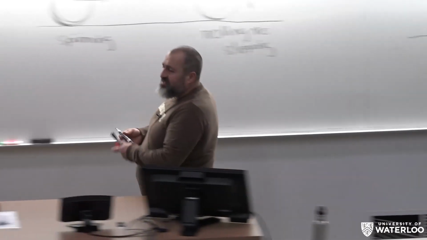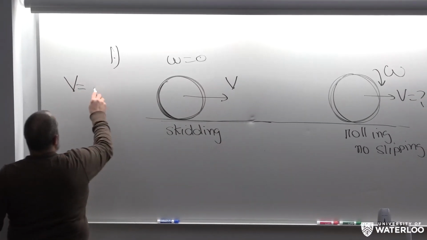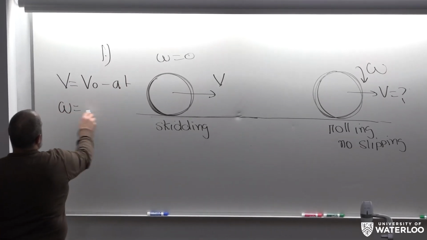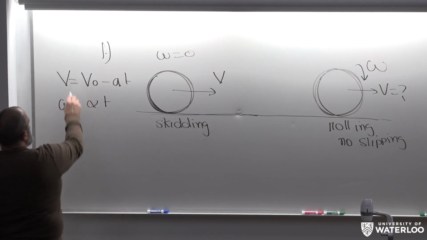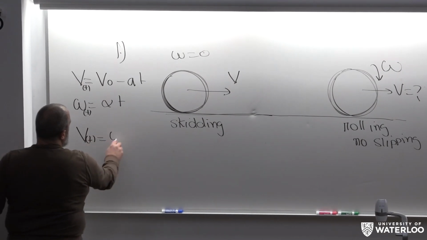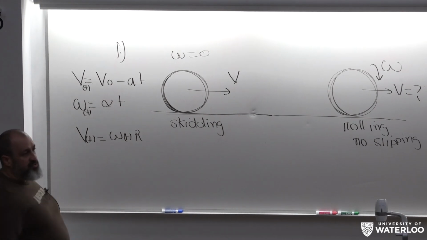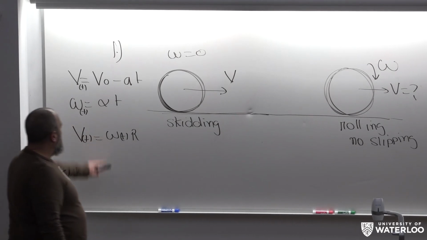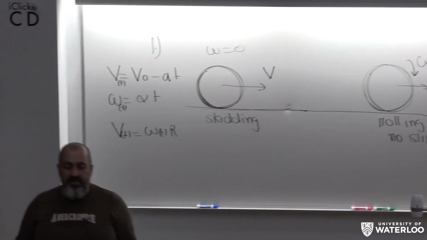So the way we did it last time in detail was as follows. We said V is going to drop as V naught minus at, and then omega is going to pick up as, because it was 0, plus alpha t. And then eventually, this is a function of time, one will pick up, one will go down until V of t equals omega of t times R, okay? And we had three equations, three unknowns. These were V final, omega final, and t. So you had to solve three equations, three unknowns to get this problem done.